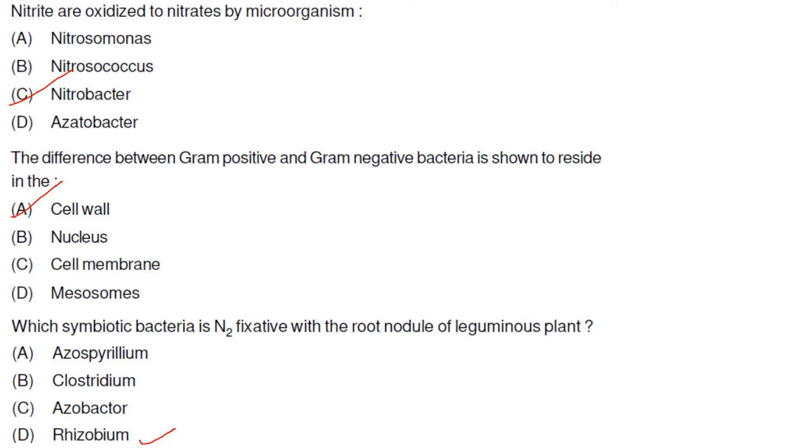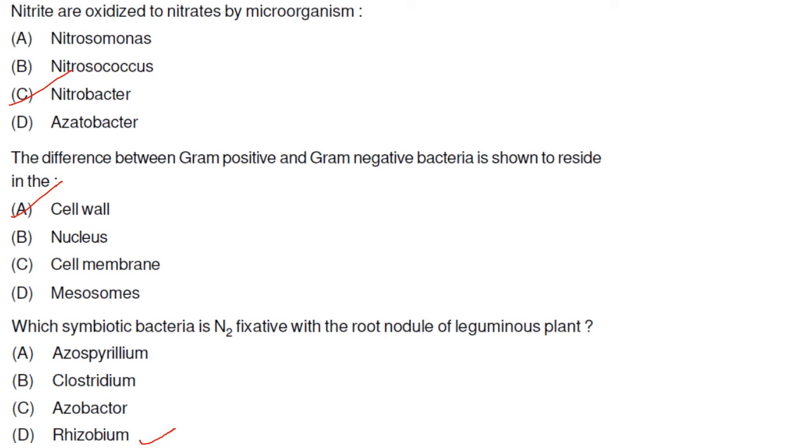Then nitrite is oxidized to nitrate by a microorganism, Nitrobacter. Answer is option C. The difference between gram-positive and gram-negative bacteria is shown to reside in the cell wall. Answer is option A. Which symbiotic bacteria fixes nitrogen in the root nodules of leguminous plants? It is Rhizobium.